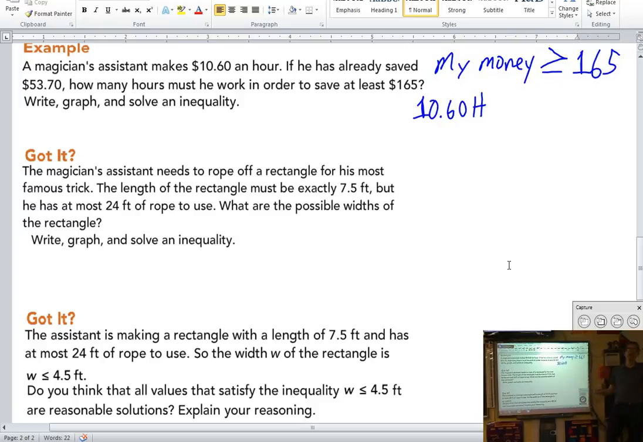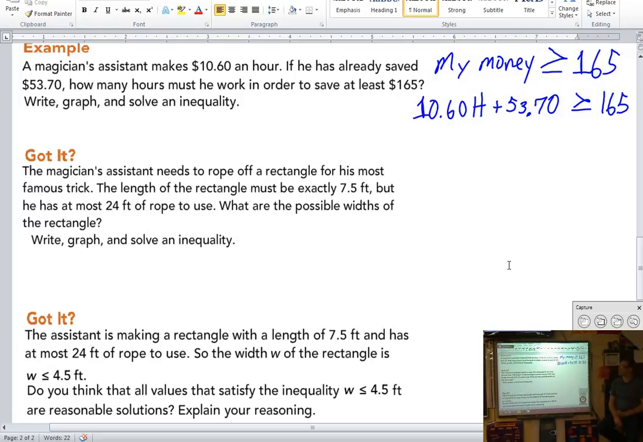I already have a certain amount though. So Sam, what do I do to my 10.60H? I'm not just making money. I've already got money. So you have to add the money you have before. So we add my 53.70, and that's still greater than or equal to 165. We can now start solving.